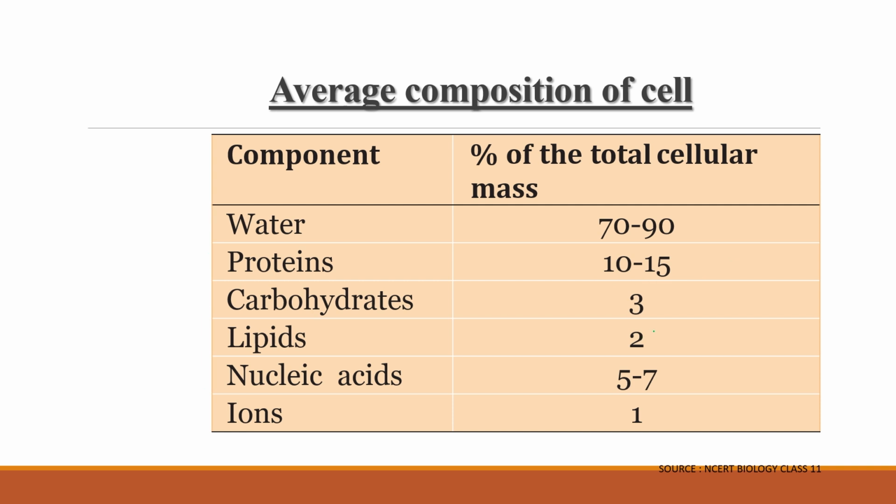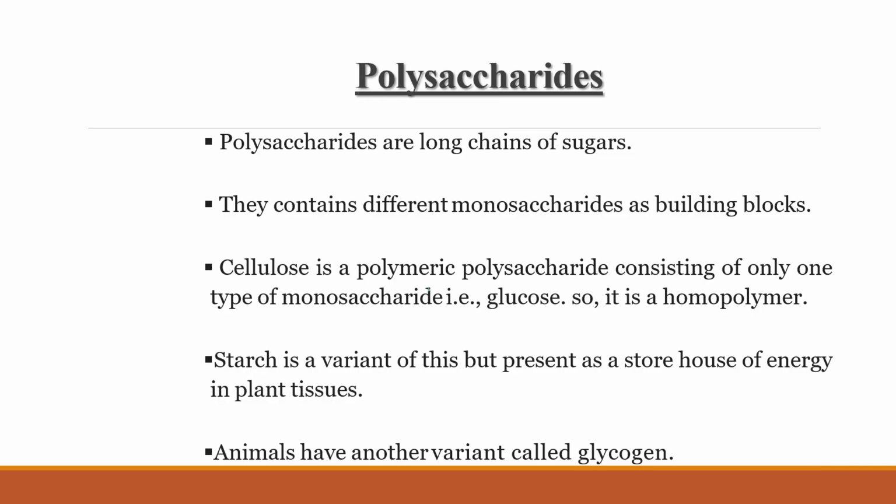Clear? Okay. Now in today's lecture, we are going to discuss macromolecules. So the first type of macromolecule is polysaccharide. These polysaccharides are long chains of sugar. These are made up of a small unit. What is the basic unit of these saccharides? These are monosaccharides, right? So they contain different monosaccharides as building blocks. Cellulose is a polymeric polysaccharide, consisting of only one type of monosaccharide, that is glucose.